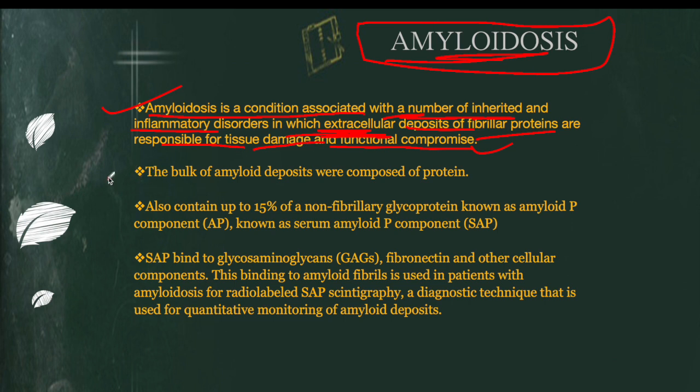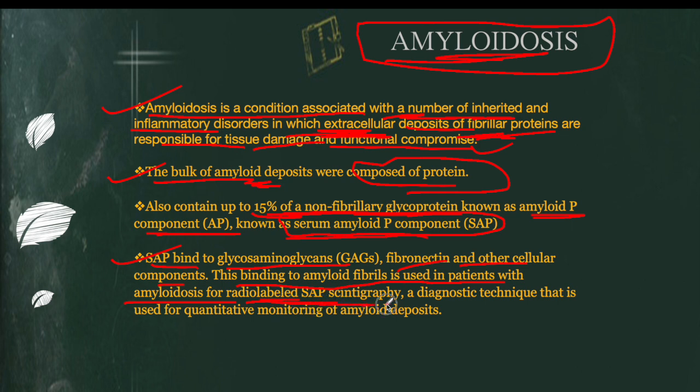Now, how is amyloid formed? The bulk of the amyloid deposits is formed of protein, or you can say it is composed of protein, the fibrillar proteins. And it also contains up to 15% of non-fibrillary glycoprotein, which is known as amyloid P component. Amyloid P component, that is AP, known as serum amyloid P component, SAP. It is a very important term. Please remember this. Now, this SAP binds to the glycosaminoglycans, fibronectin, and other cellular components. And this binding to amyloid fibrils is used in patients with amyloidosis for radio-labeled SAP scintigraphy, which is a diagnostic technique that is used for quantitative monitoring of amyloid deposits.